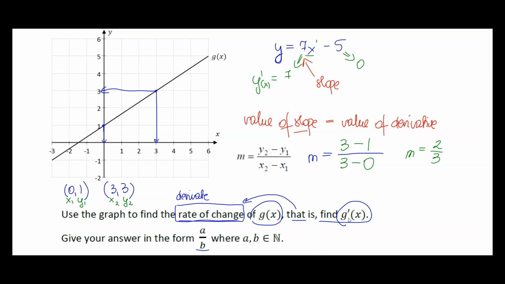At the same time, that slope is the derivative of this function, and it is given in the form of a fraction, where the number on the top, our 2, belongs to natural whole numbers, positive, that's what we have, and b, the number at the bottom, as well belongs to natural numbers, and that's our 3, and indeed, that number belongs to natural. So we fulfill the terms and conditions of our answer.